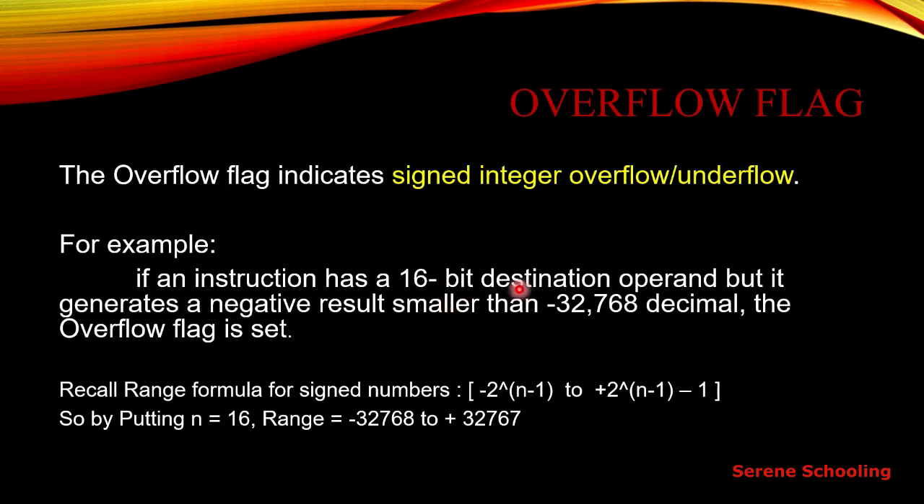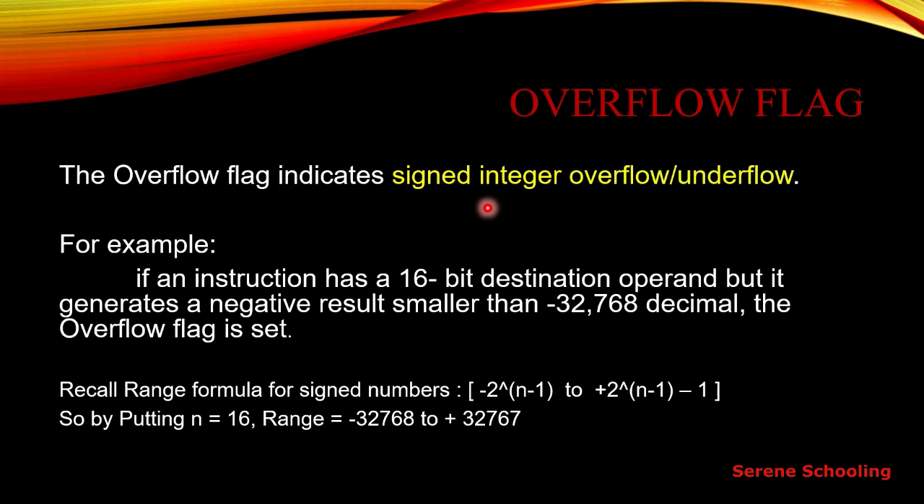If an instruction has a 16-bit destination, but it generates a negative number smaller than this, you can see it is a signed integer underflow, not overflow, because the result is less than the range. Range is from this to this. When it is less than the range, the overflow flag, that is OF, will become 1. Set means it is 1. 1 indicates that yes, overflow or underflow has occurred.